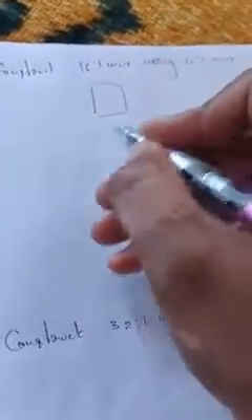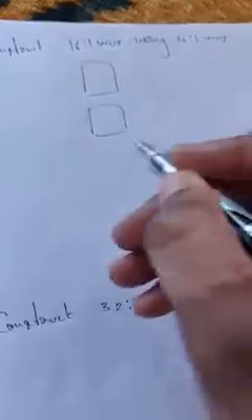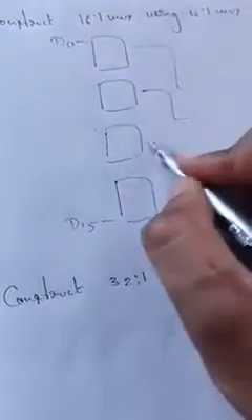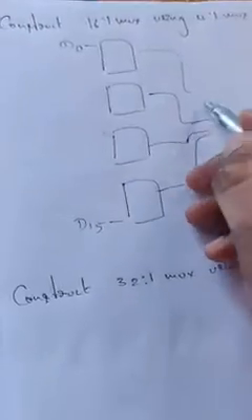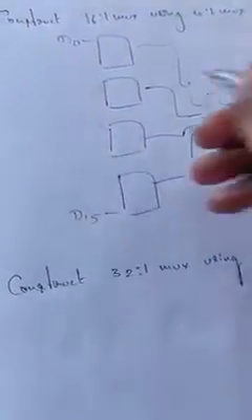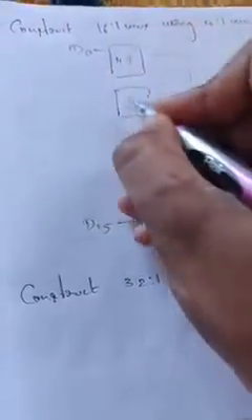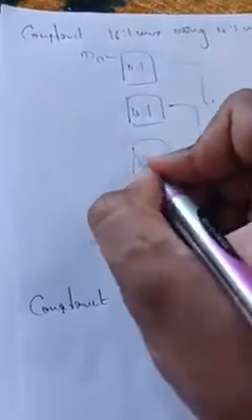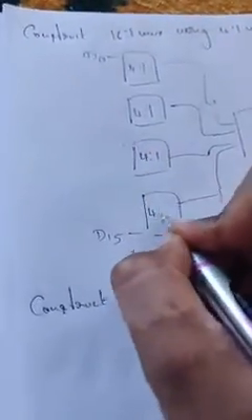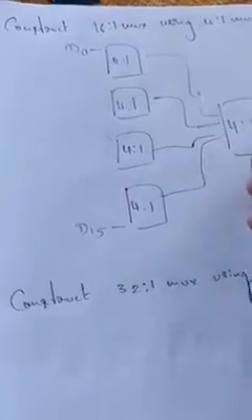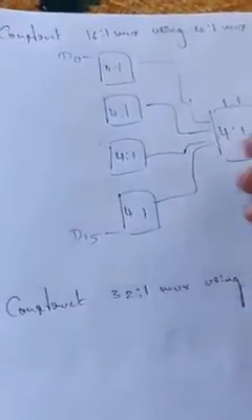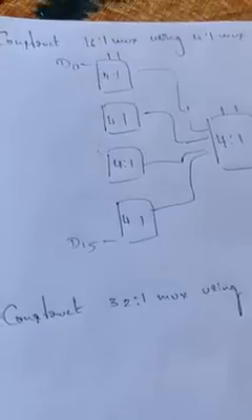Similarly, a 16:1 multiplexer using 4:1. Only 4:1 they have specified. So this is D0 to D15. I am combining all these by 4:1. This is 4:1, this is 4:1, this is 4:1, this is 4:1, and this is 4:1. One output. 4:1 means you are supposed to add 2 control inputs. Here also you are supposed to add 2 control inputs.